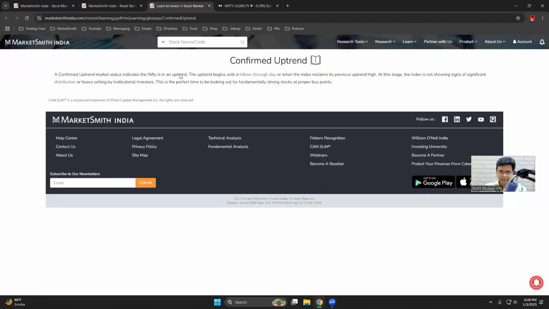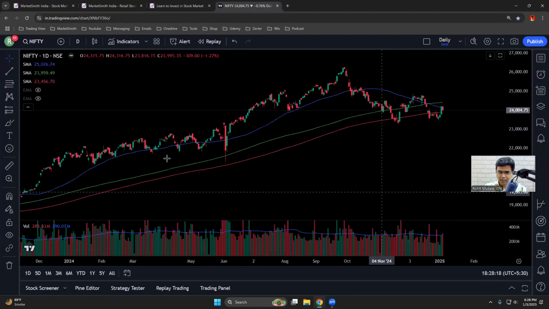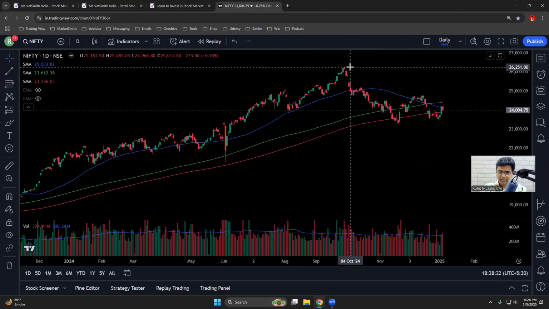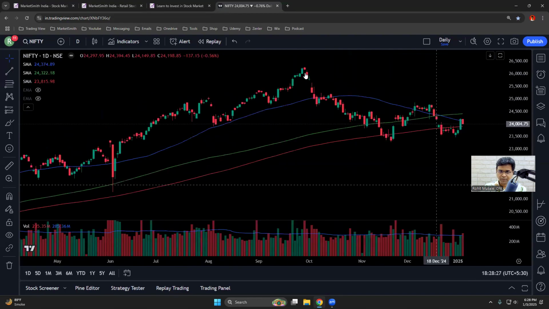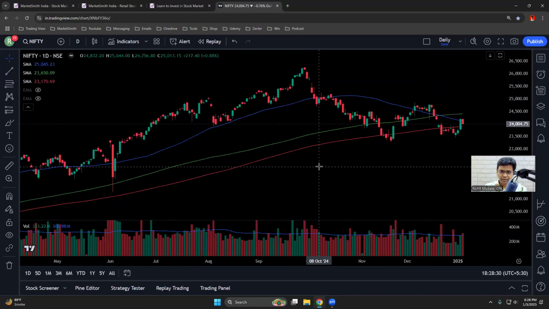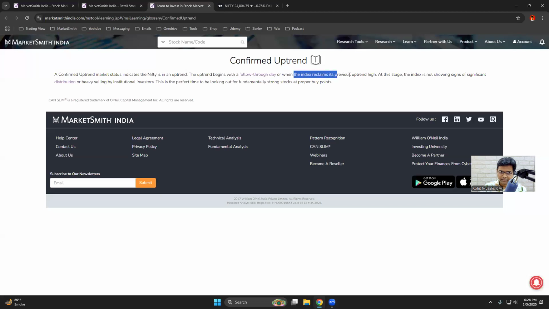Now, if you notice, the uptrend begins with a follow through day, or, see, it's "or". Okay, the uptrend begins with a follow through day or when the index reclaims its previous uptrend high. So what is the previous uptrend high? If you look at this, this is the uptrend. So the previous uptrend high is this level. Okay. So if Nifty touches that level, then MarketSmith would convert the market status from rally attempt to uptrend. That is one condition. Index reclaims its previous uptrend high or follow through day.